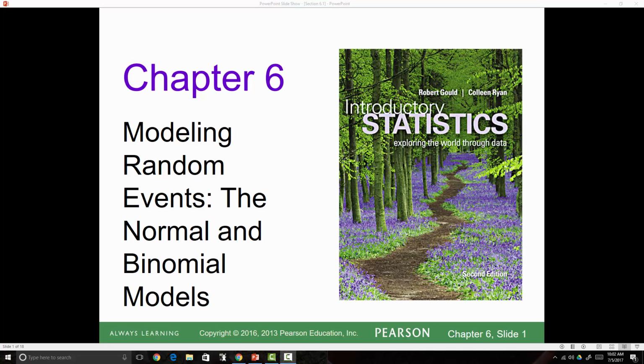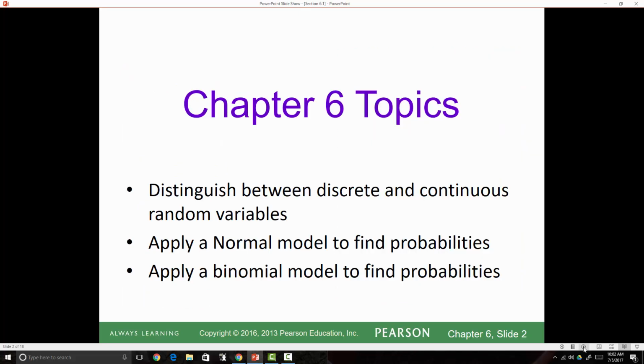Alright, so we're ready to start chapter 6, which is modeling random events, the normal and binomial models. This is a pretty short chapter. There are only 3 sections. Some chapter 6 topics we want to look at: we want to be able to distinguish between discrete and continuous random variables, and we're going to go through that with some examples. Be able to apply a normal model to find probabilities, and be able to apply a binomial model to find probabilities.